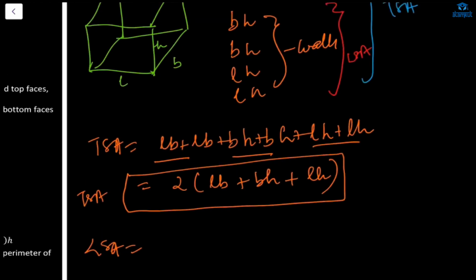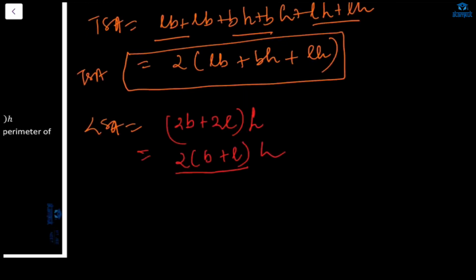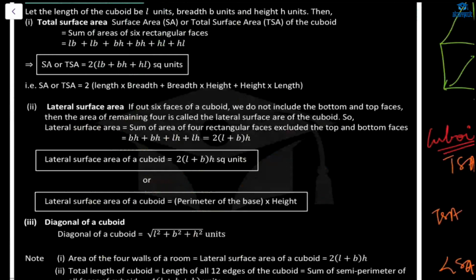So you can write 2B plus 2L and H. And again, 2 will be common: 2(B plus L) H. So this is the perimeter. Yes or no? This is the perimeter of a rectangle. So the perimeter of a rectangle multiplied by the height, that is your LSA of a cuboid. These are all for a cuboid. I'm not discussing the cube right now. So understood this? What is the TSA and what is the LSA of a cube?